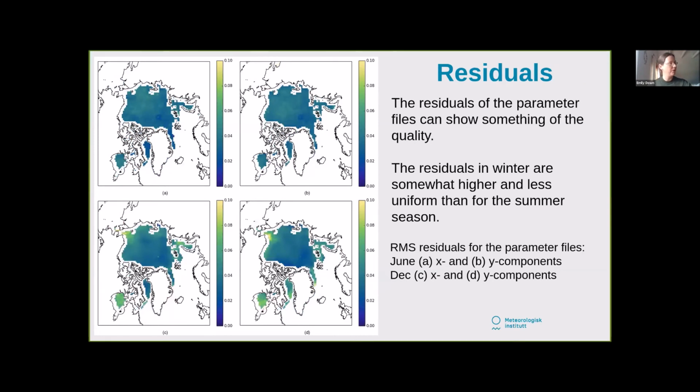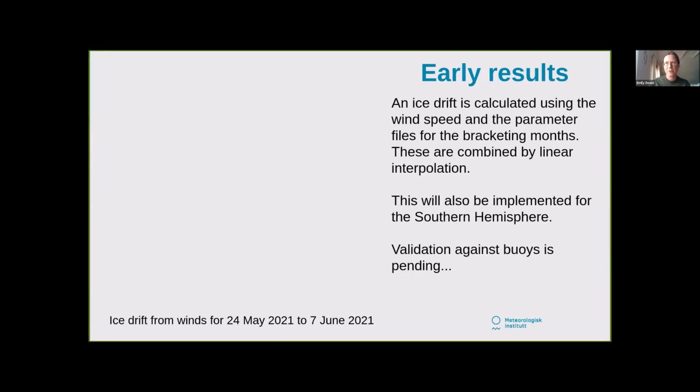When we create these parameter files, we get residuals and maps of residuals, and these tell us something about the quality. So these are simply the two components of the residuals, X and Y. The top two images are for June and the second two images are for December. So you can see that for the June residuals, they're actually relatively uniform compared to the December images, which show higher residuals and are less uniform. So that's telling us that this method is going to be much more helpful in the summer.